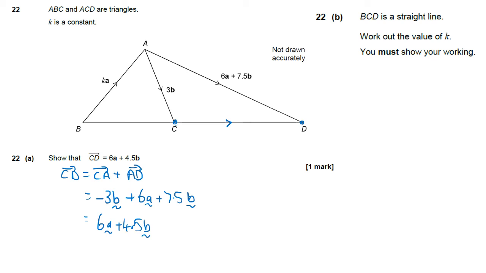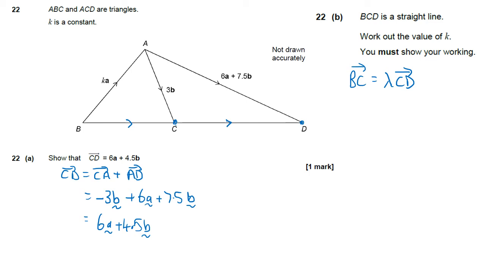Part 2, we're also told now that BCD is a straight line. So work out the value of K from that. So if this is a straight line, then BC is in the same direction as CD. Now CD we've just worked out, but we can say that BC must be some multiple, let's call it lambda, some multiple of CD. Okay, use whatever symbol you want.